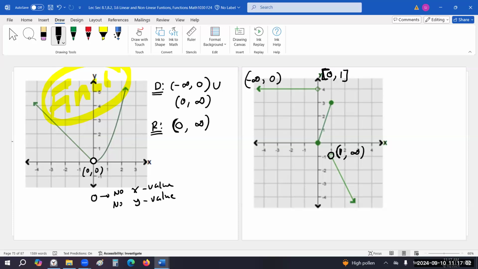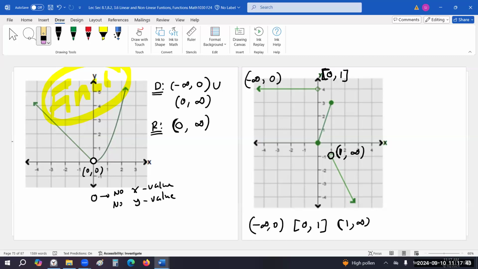So we have 3 parts, 3 domains. Now let's combine them. We have negative infinity to 0. Now let me write it here. We have negative infinity to 0. And then we have 0 to 1. And then we have 1 to infinity. Right? Okay. So this is how we stop and start, and then keep going on forever.